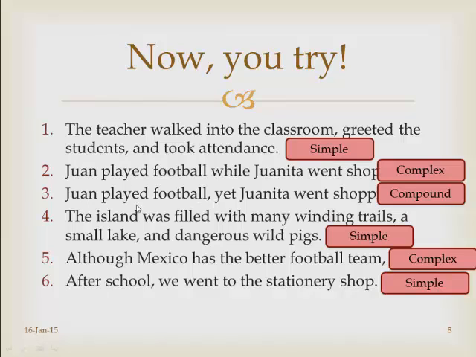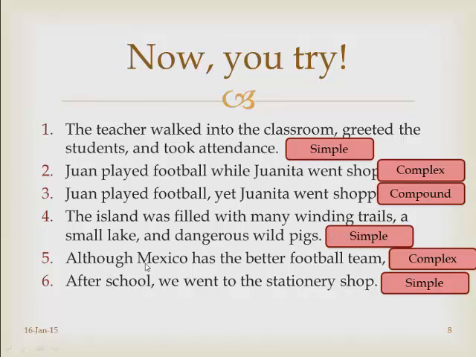Juan played football, that's one independent clause. Juanita went shopping is another independent clause joined by the coordinator yet, and both these independent clauses are of equal importance. So this is a compound sentence. Number 4, the island was filled with many winding trails, a small lake, and dangerous wild pigs. What is it? Definitely a simple sentence. This and does not join another independent clause. We only have one independent clause in this sentence, so it is a simple sentence.